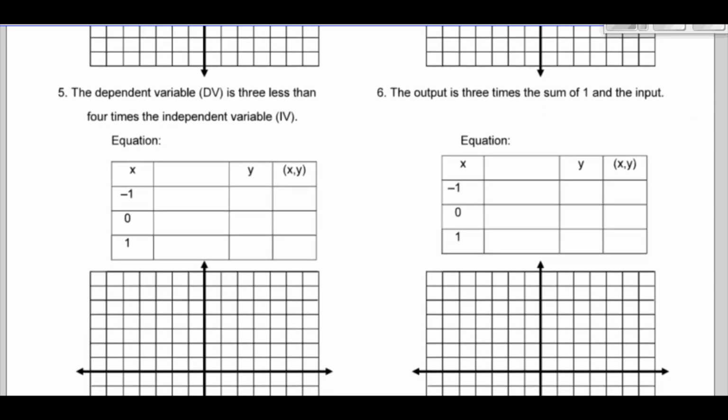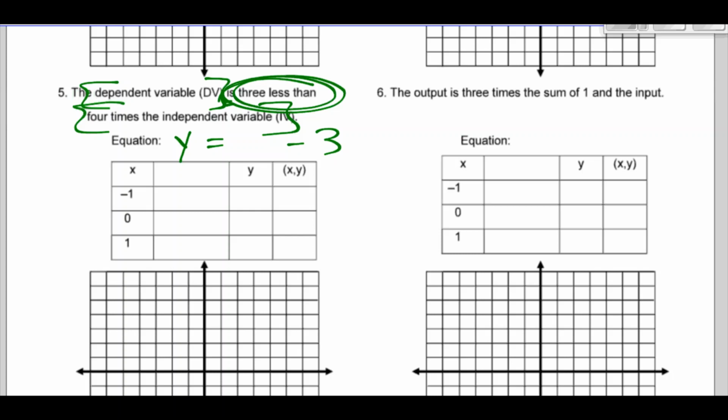The dependent variable, or the y, is 3 less than 4 times the independent variable. 3 less than. That's one of those switching phrases. Less than is telling me I'm actually taking that 3 away from something. I start out with something, and then it's -3. And the thing that I start out with is this 4 times the independent variable, or 4 times the x.